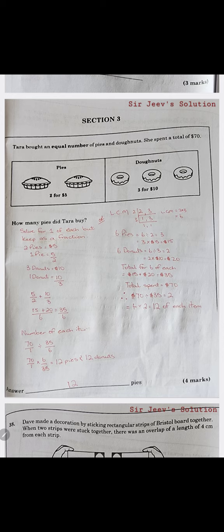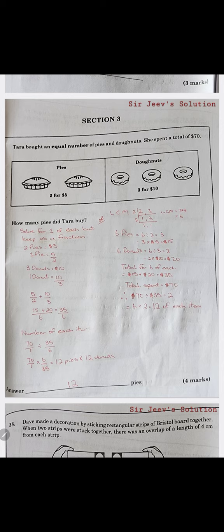Another way we could have done this is using LCM, lowest common multiple. To find the LCM of 2 and 3, we get 6. So the lowest common multiple could be 6. Therefore, if she purchased 6 pies, you get 2 pies for $5. How many groups of 2 can we get from 6? So 6 divided by 2 is equal to 3. So 3 multiplied by 5 is $15.